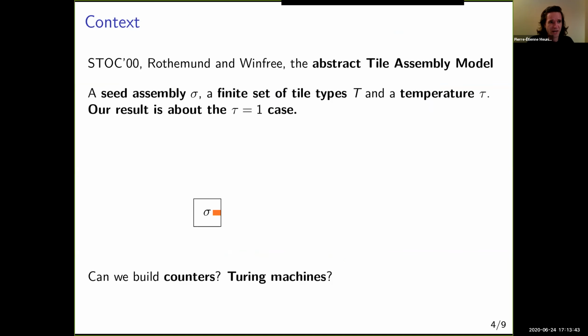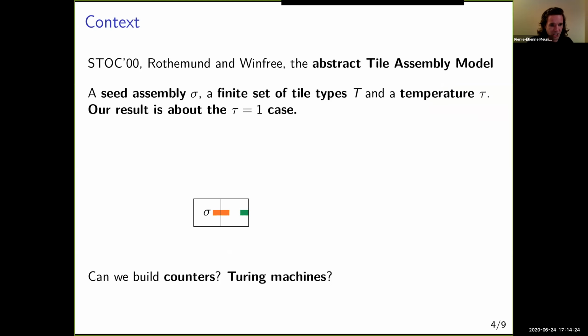All right, in 2000, Rothemund and Winfree introduced the abstract tile assembly model in a STOC paper called The Program Size Complexity of Self-Assembled Squares, because their benchmark shape was squares. In this model, you start from a seed assembly sigma, which might be a single tile or might be more tiles, a finite set of square tile types T with an infinite supply of each type, and a temperature tau. I'm not going to talk too much about the temperature in this talk because our result is about the temperature one case, which greatly simplifies the model. So in the temperature one case, you start from a single tile, it might be more, as long as it's connected, it's good.